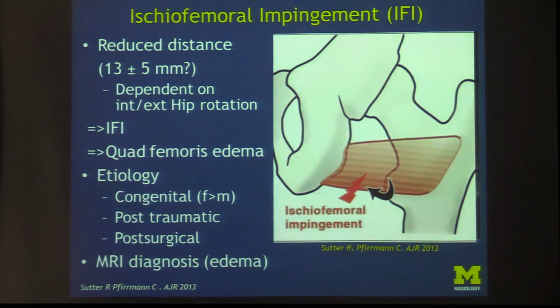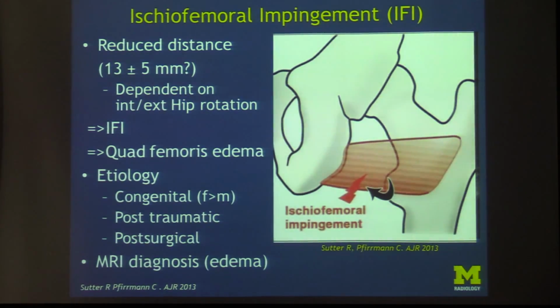So ischiofemoral impingement is impingement between the proximal femur and the ischium, and it's associated with a narrowed, reduced distance between these structures, and it's accompanied by a muscle edema of the intervening quadratus femoris muscle in this location, a hip rotator. Now, why does this occur? Why do we have the short distance? Probably congenital. Females have this more than males. It could be post-traumatic or following surgery. It's primarily an MR diagnosis.